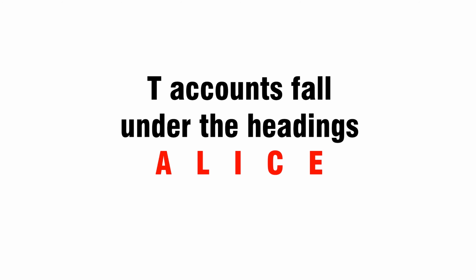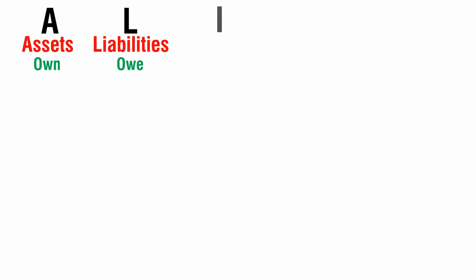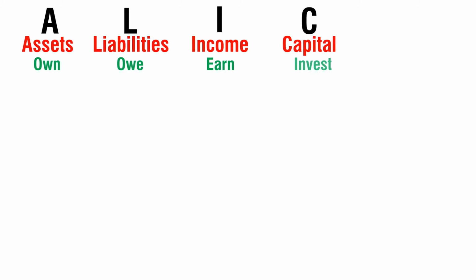T accounts fall under the headings A, L, I, C, E. A. Assets, own. L. Liabilities, owe. I. Income, earn. C. Capital, invest. E. Expenses, spend.